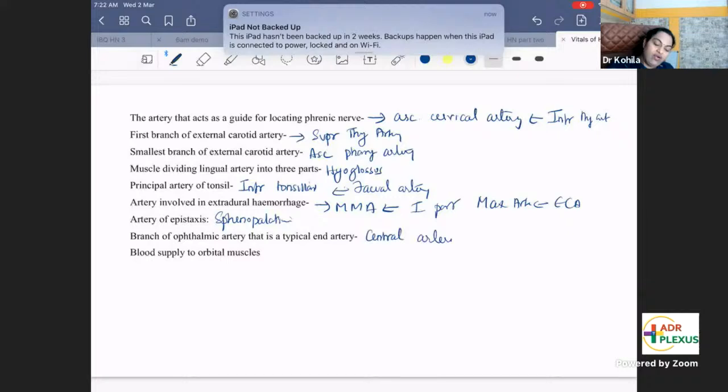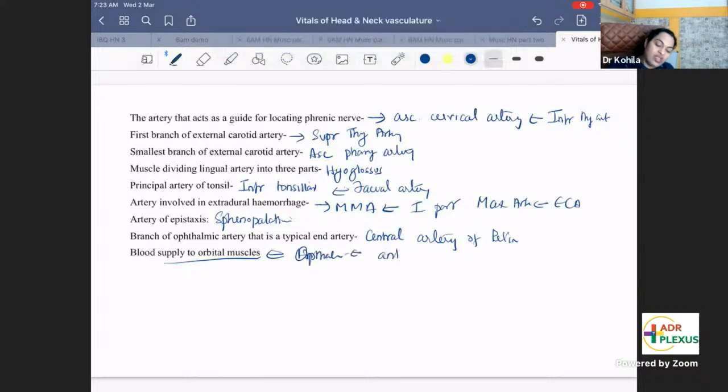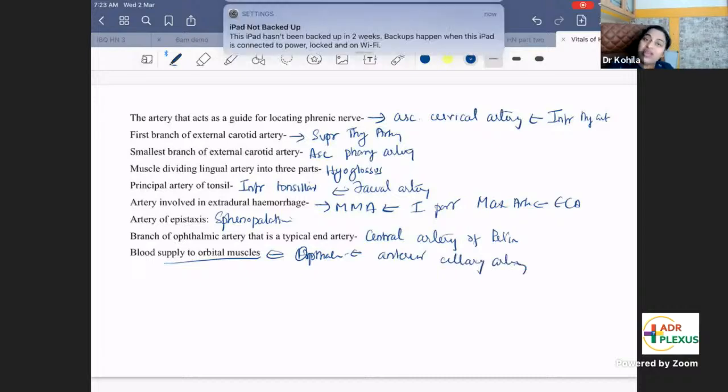Branch of ophthalmic artery, that's a typical end artery, central artery of retina. The blood supply to orbital muscle is from ophthalmic artery, which will give rise to the anterior ciliary arteries. The posterior ciliary arteries are direct branches of ophthalmic artery, whereas the anterior ciliary arteries come from the muscular branches.